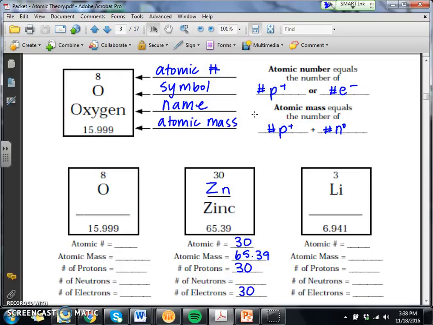Now to figure out my number of neutrons, we're going to round the atomic mass to a whole number because you can't have half of a neutron or 0.39 of a neutron. So if we round this, the 3 is lower than 5, so it's going to stay at 65. And 65 minus 30 is going to give us 35. Now you can complete the rest of this note sheet in the exact same way, but you need to be able to determine the number of protons, neutrons, and electrons from a box on the periodic table.